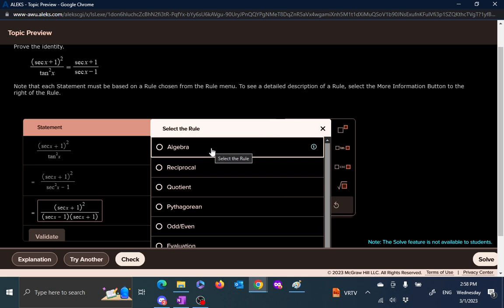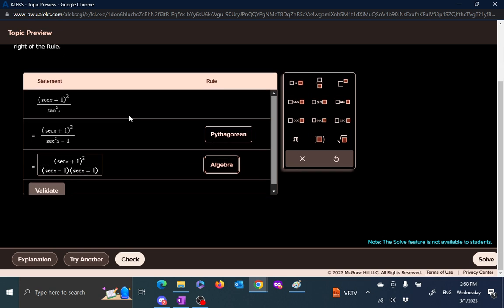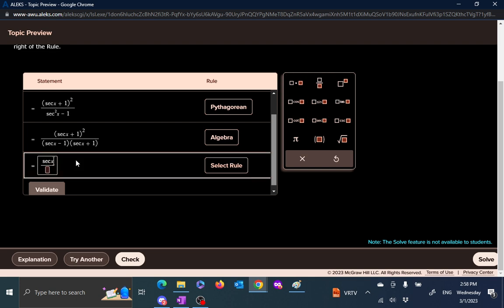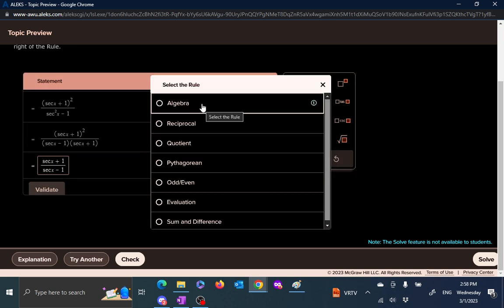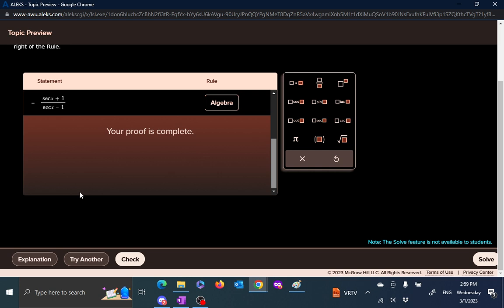So what did I do? I just did algebra. Now one of these factors cancels, and what is left is exactly what we want over there. So validate, and then make our fraction. The numerator, secant of x plus 1, is left here, and secant of x minus 1 is left in the denominator. And what rule did I apply? I just did another algebra step, and then I should be home. So it says your proof is complete.